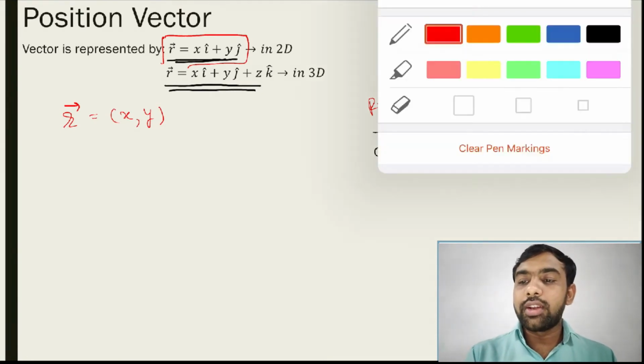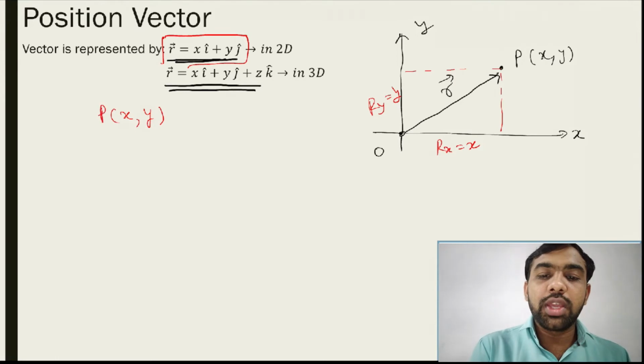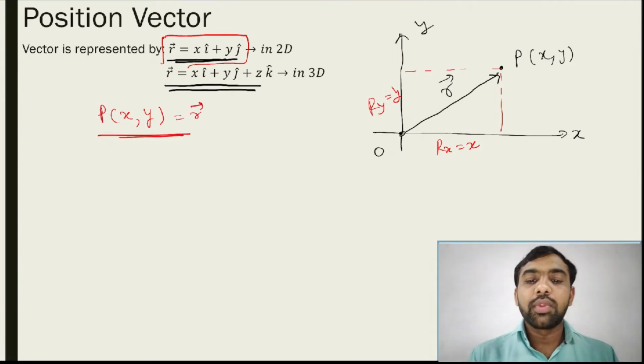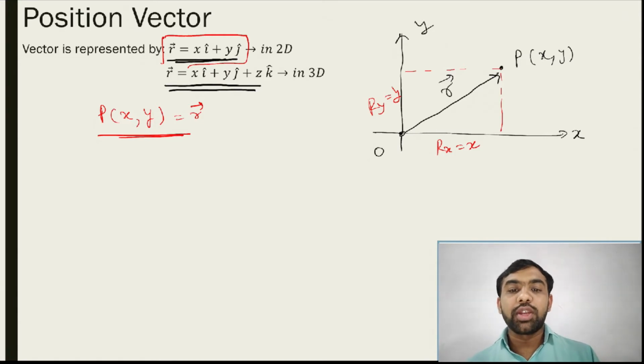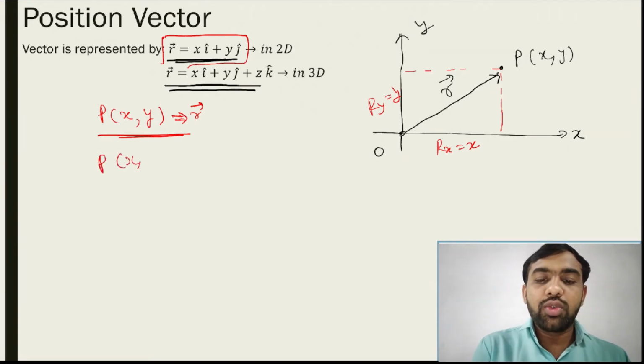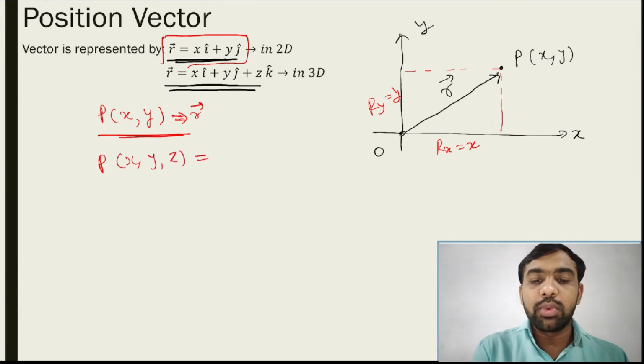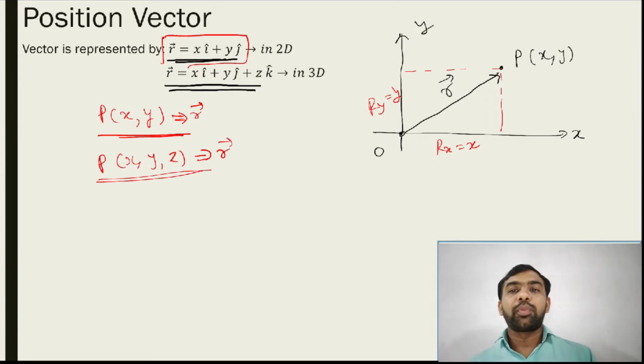You can also write it in this way. Suppose this point is P, then P(x, y) is equal to r, in terms of the point. So r(x, y) is the position vector. Similarly, if this point is in 3 dimensions, with an x coordinate, a y coordinate and a z coordinate, its representation is the position vector r. So the position vector is represented in this way, so you must note it. And if you have to find the position vector from one point to another point, how do you find it? That's the second one.